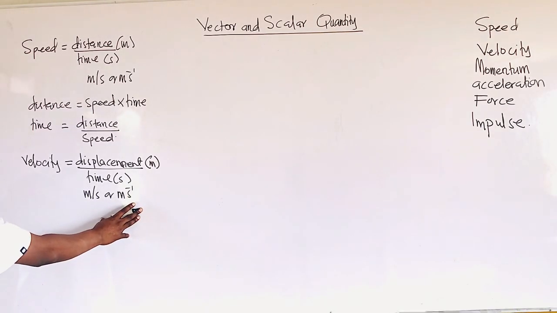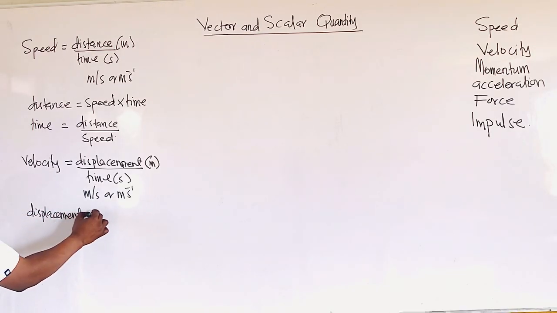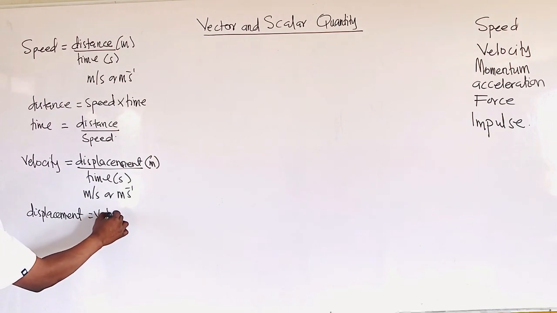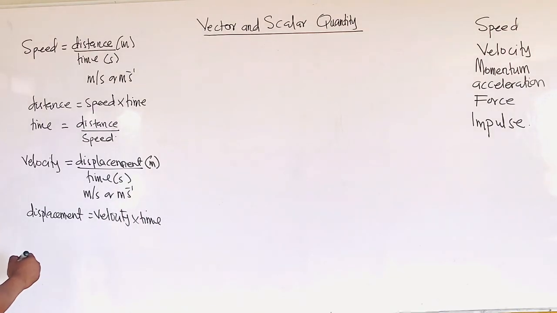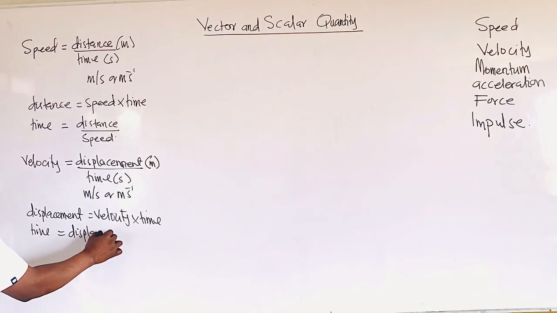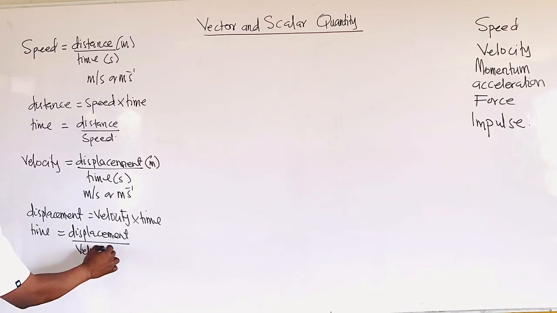All right, let us also proceed, and we can say that our displacement is equal to velocity times time taken, and also our time here will be equal to displacement over velocity. Nicely. So these are some mathematical formulas that we can have here.